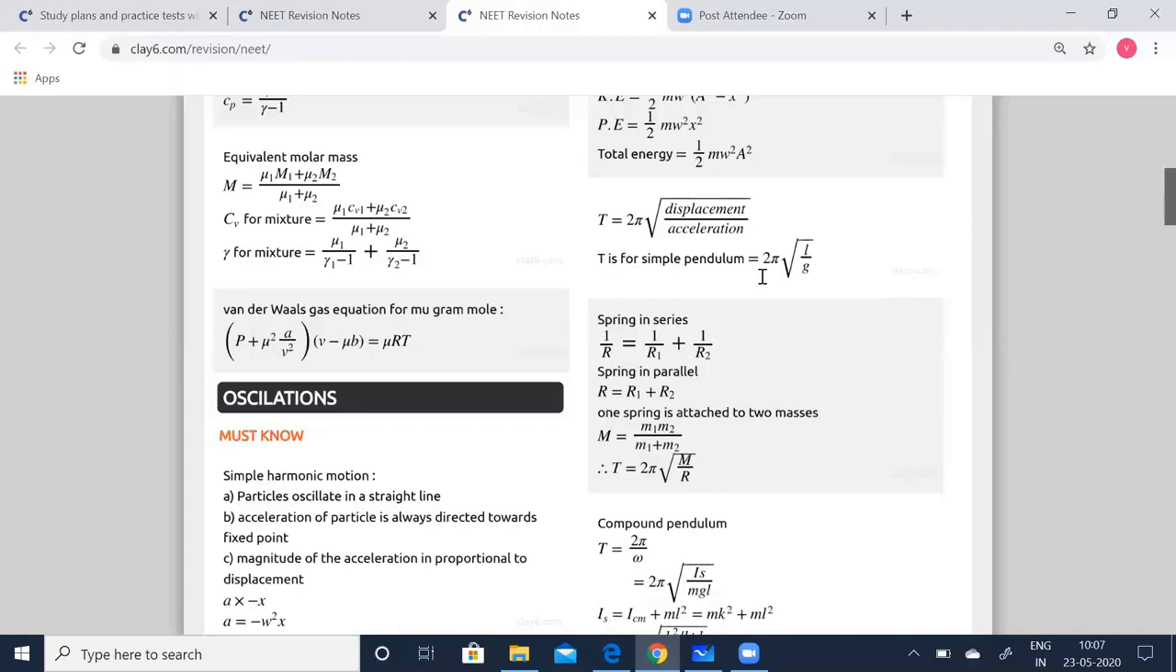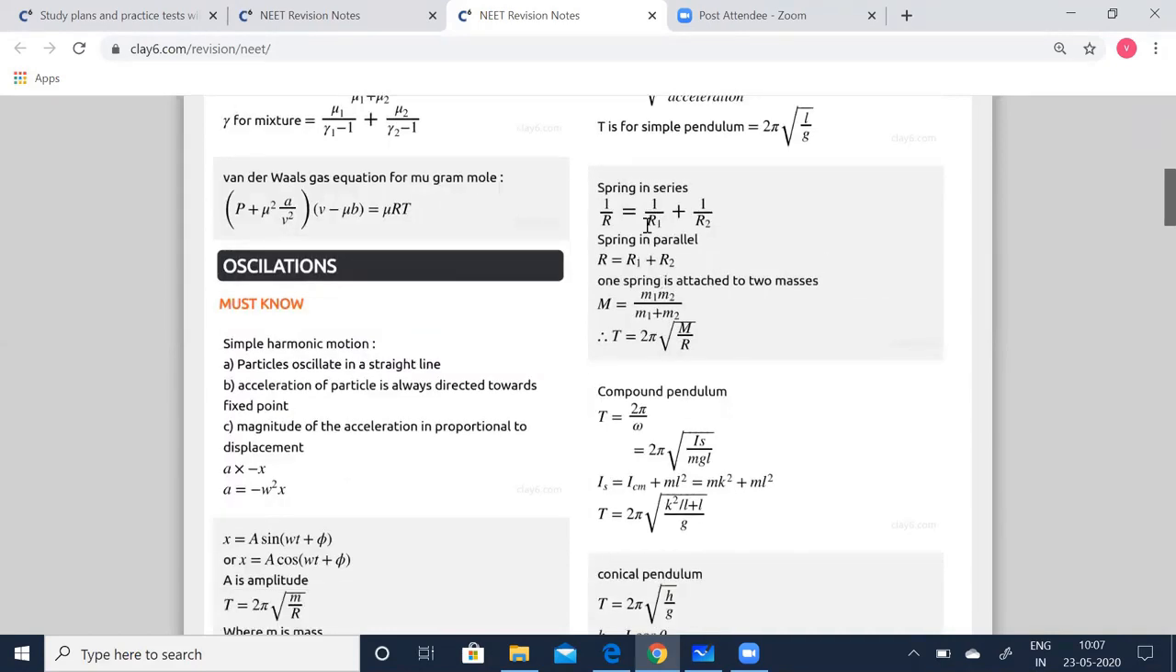T for a simple pendulum is equal to 2 pi root of L by g. When the springs are in series, you can apply this formula: 1 by k is equal to 1 by k1 plus 1 by k2. And when the springs are in parallel, then k is equal to k1 plus k2. If one spring is attached to two masses, then you can apply this formula: m is equal to m1 m2 by m1 plus m2.